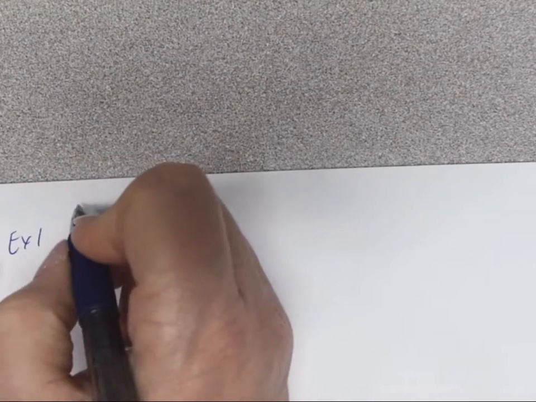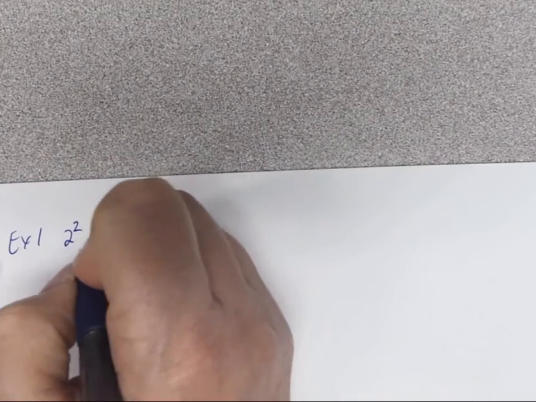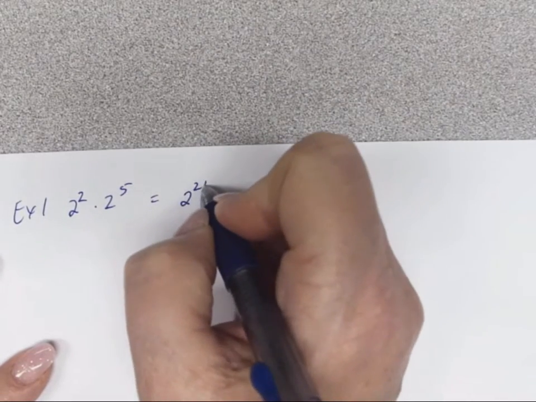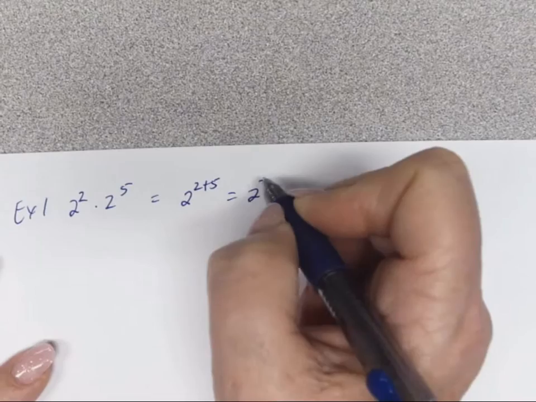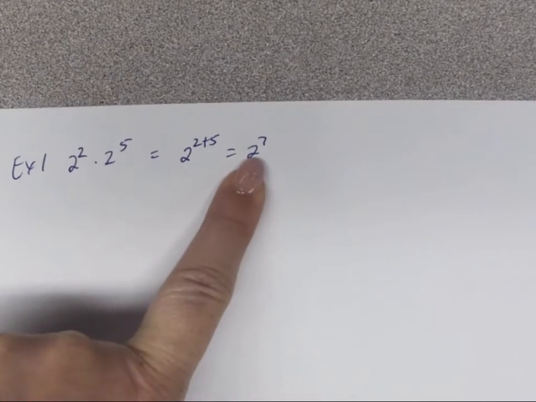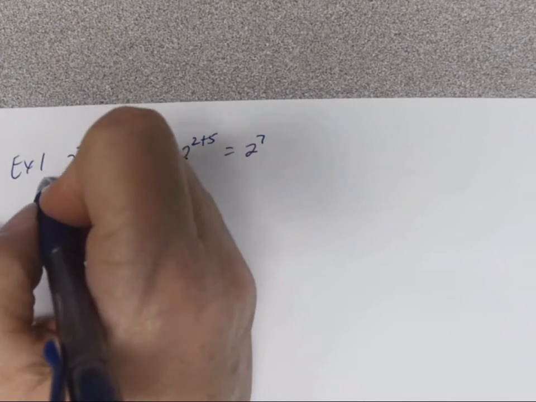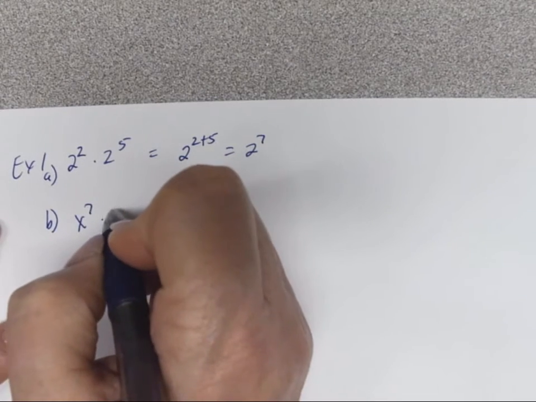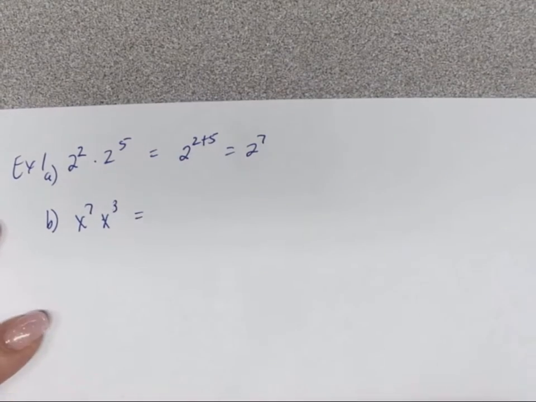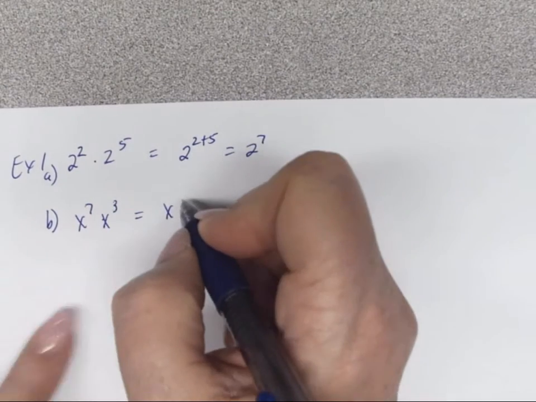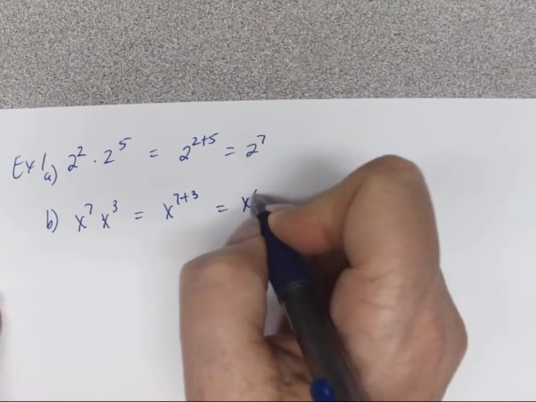The first one we'll look at is the product rule. So if we have 2 squared times 2 to the 5th, we can rewrite that as 2 to the 2 plus 5, which equals 2 to the 7th. On all of these, we're not going to find the actual value. We're just looking at the exponent rules. All right, so this would be like part A. Part B, we'd have x to the 7th times x cubed. And so, again, the x's are the same, so we can add the exponents of 7 plus 3 and get x to the 10th.